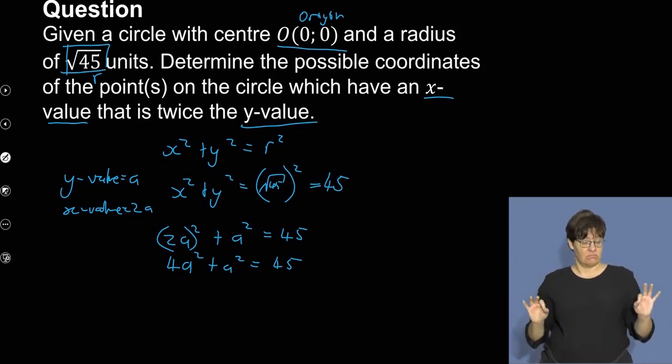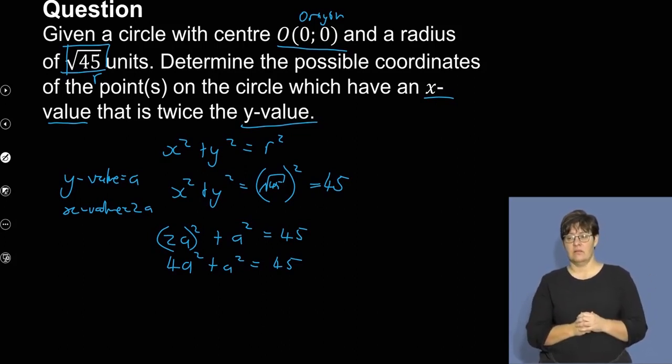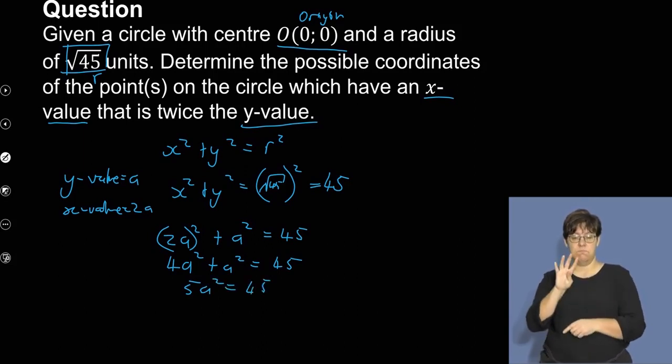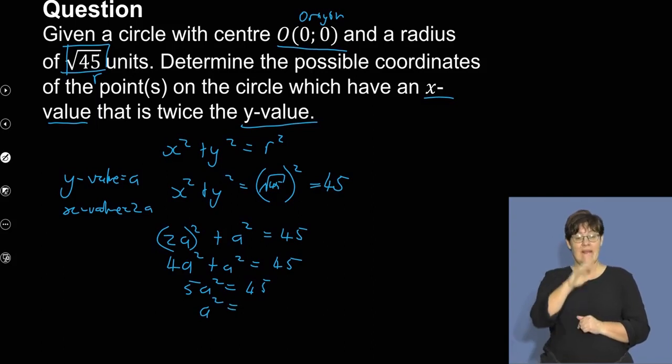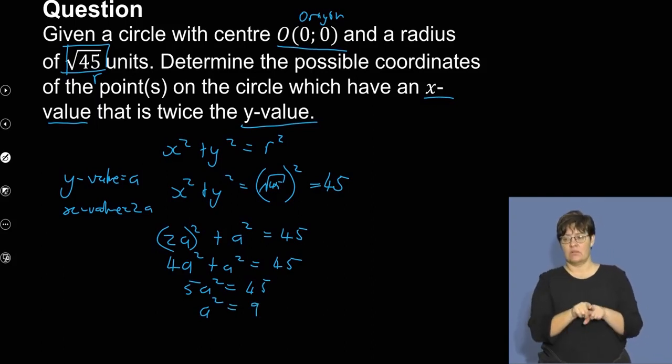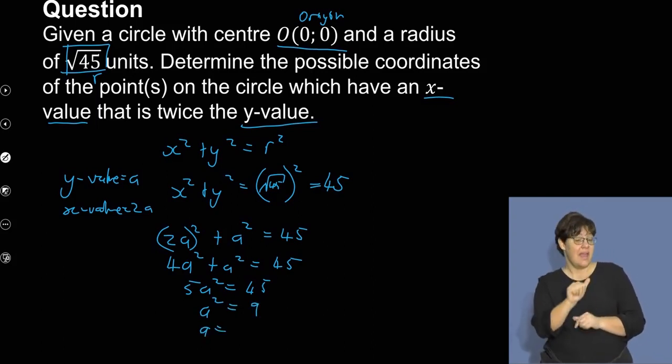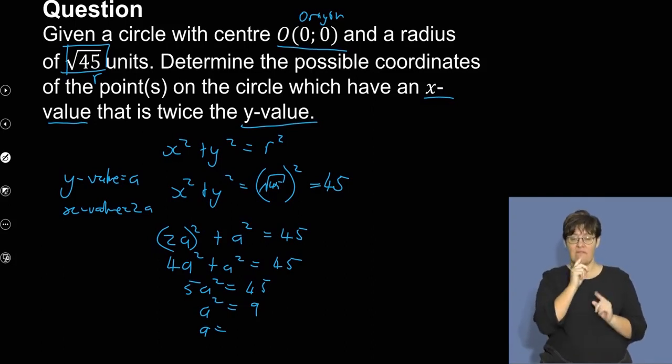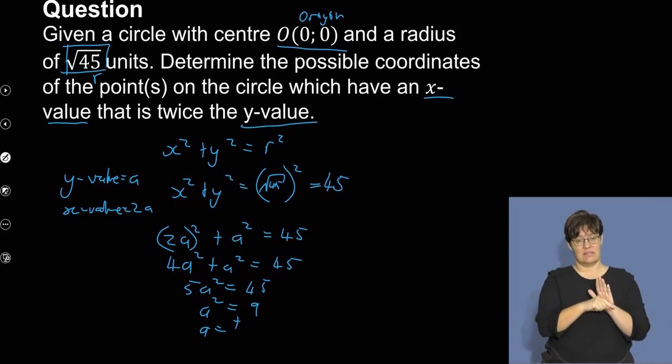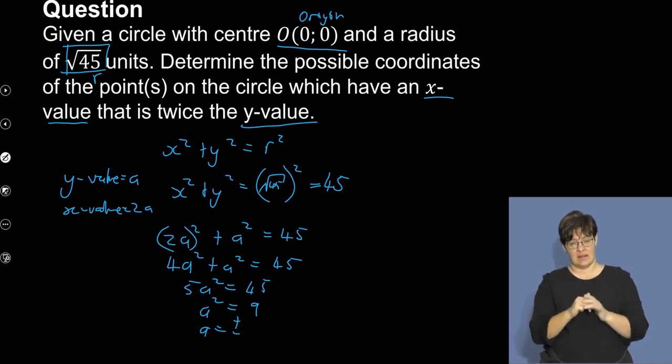Awesome. And so that means that 5a squared, now I can just solve for this, is equal to 45. A squared is equal to 9. And a is equal to, and again, remember we discussed this, when I square root, I need to have two answers, so it's going to be plus or minus the square root of 9, which is 3.